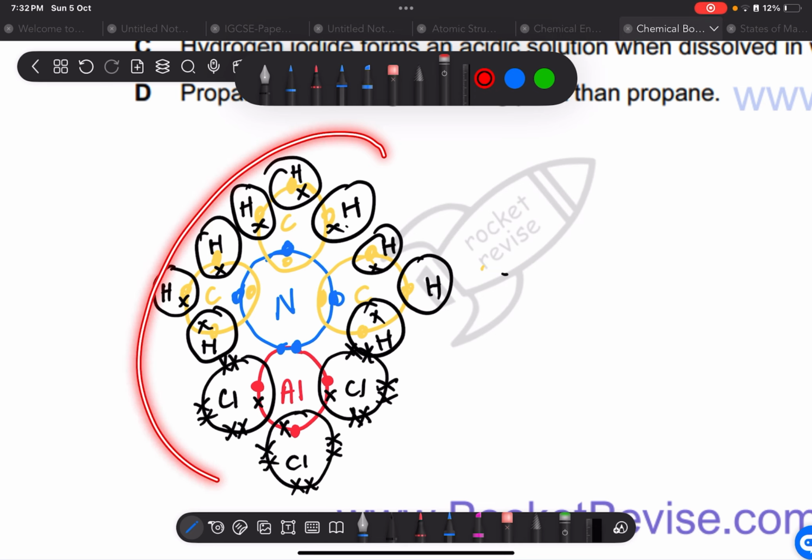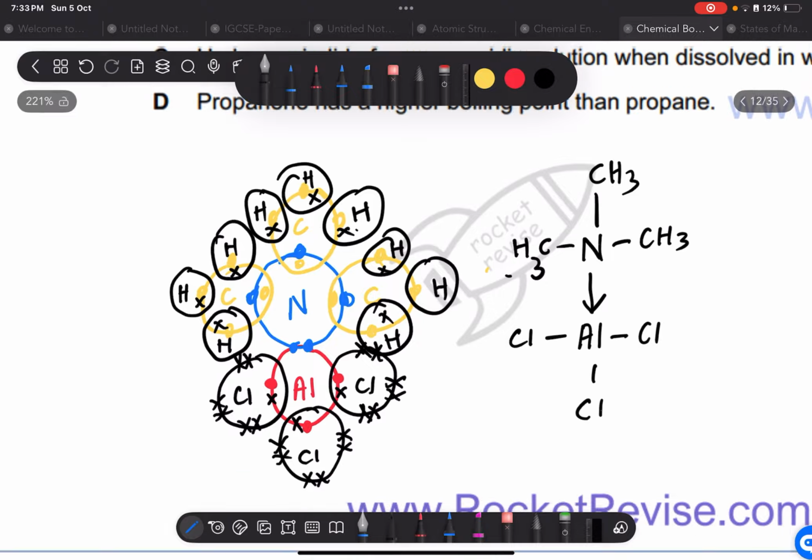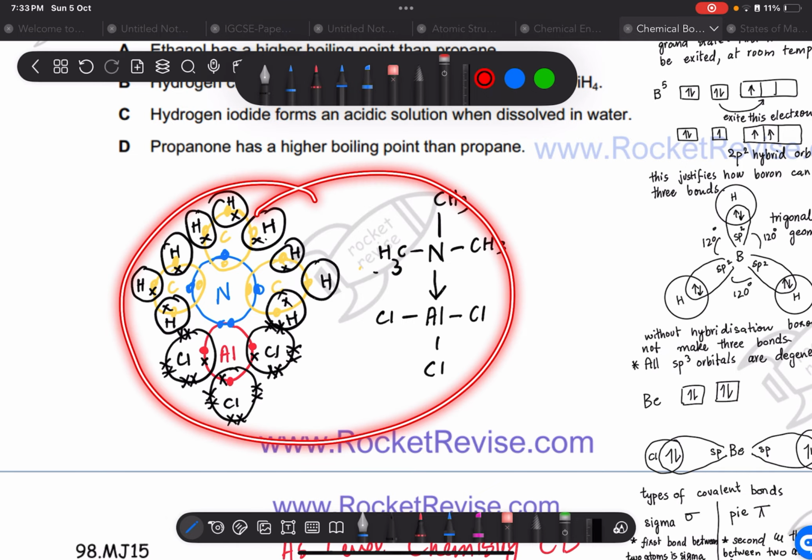So that's the structure. And how are you going to represent it? Firstly, you have a nitrogen that's donating electrons to aluminum. You have Cl, Cl, Cl, and this is going to be a CH3, a CH3, and a CH3. So that's the structure. Now if you understand what's happening here, let's see this.